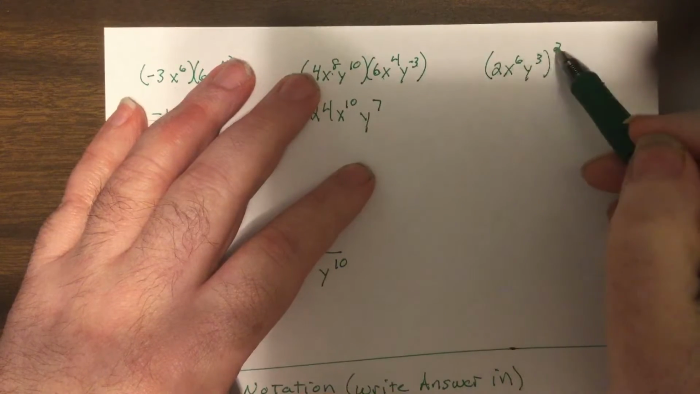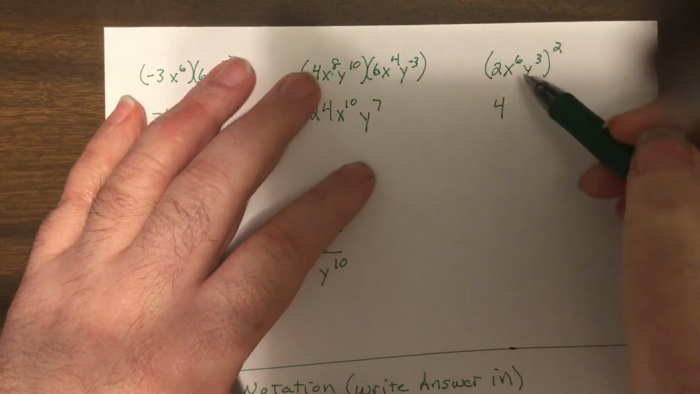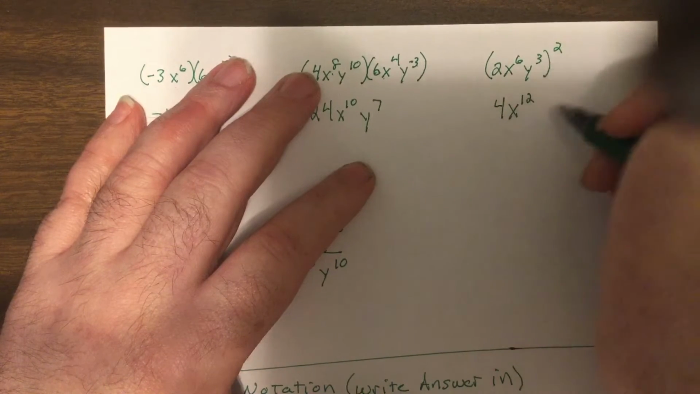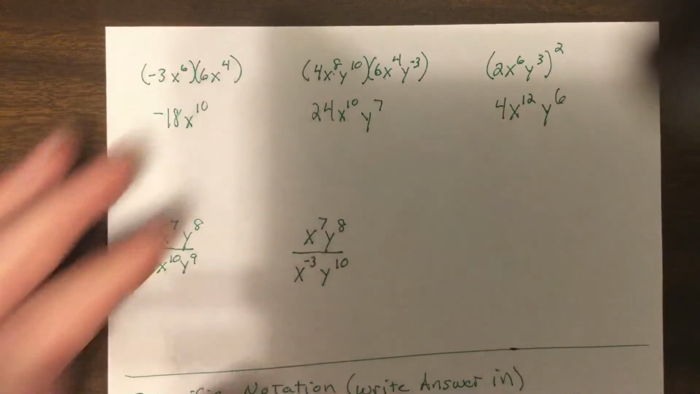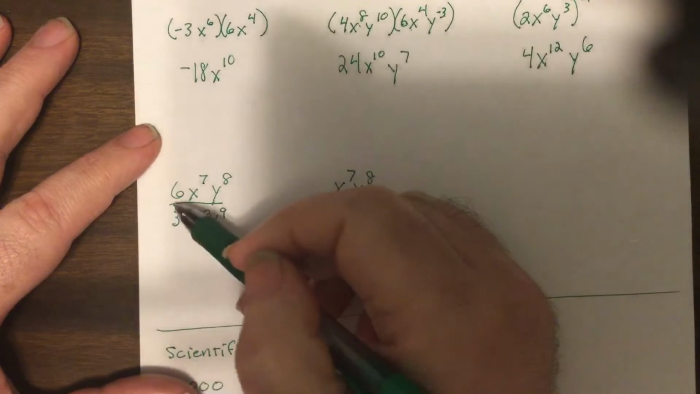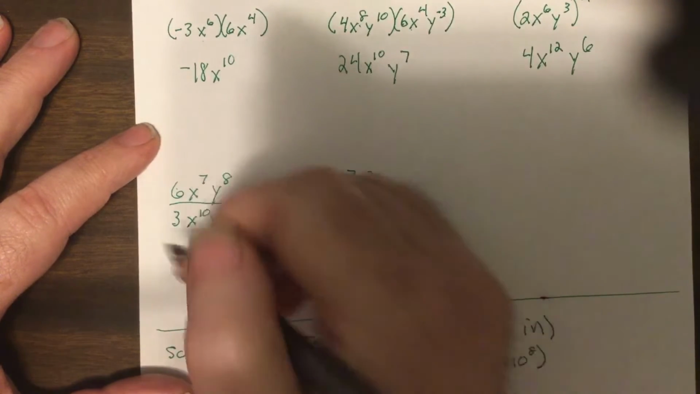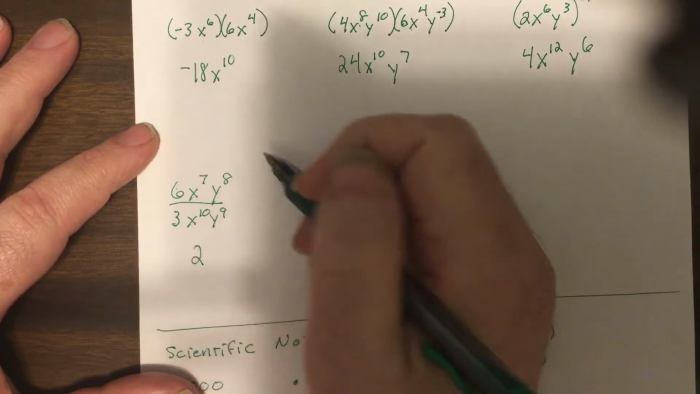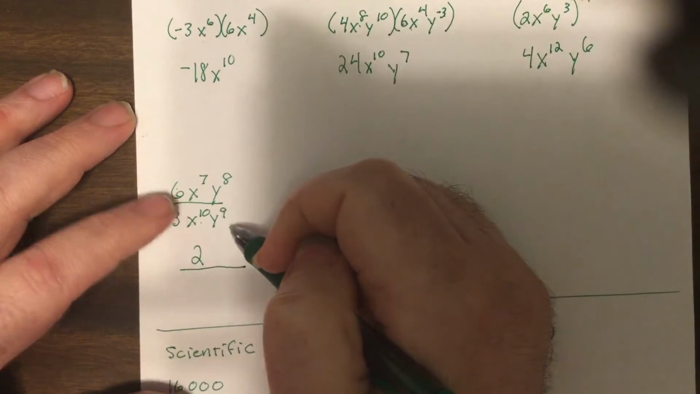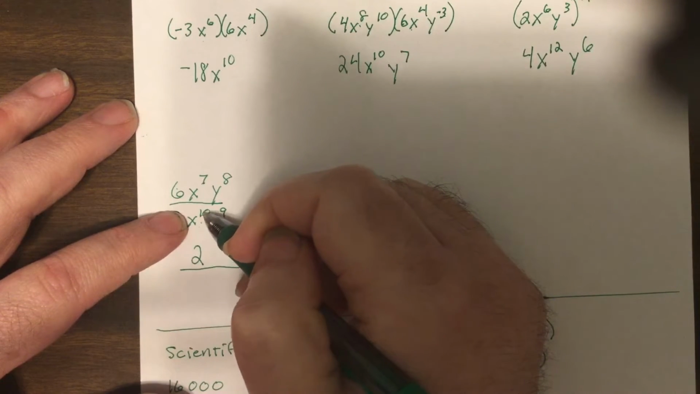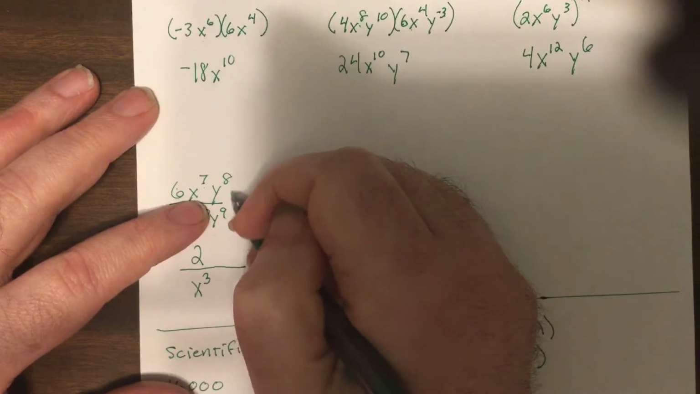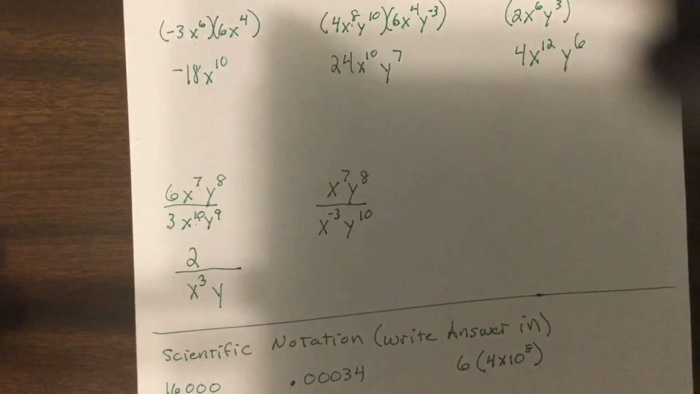Here, 2 squared is 4. And then when you have a base to a power to another power, you multiply the powers. So it would be x to the 12th, y to the 6th. Here, when you're dividing, you just divide like normal. So that'd be 2. When you divide 2 things same base, you subtract the powers, keep it where the larger power was. 10 is bigger, so it'd be 10 minus 7 on the bottom. 9 minus 8 is y to the 1st on the bottom.